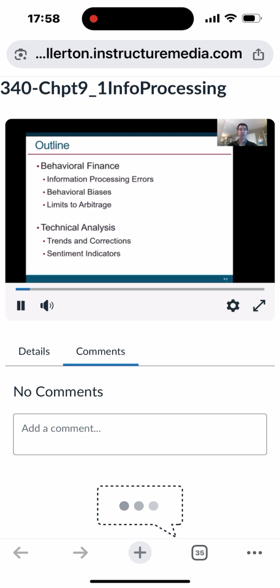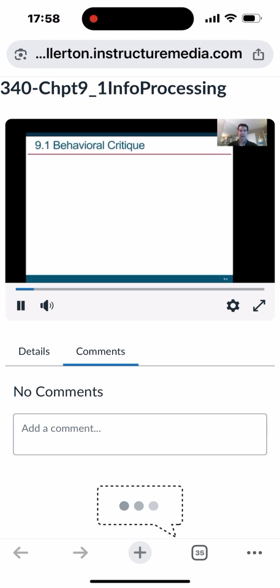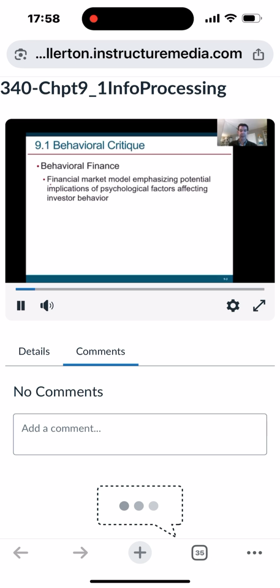I'm going to first tell you what behavioral finance is, and then we'll talk about so-called information processing errors in that context. Let's see what behavioral finance is. So behavioral finance is a financial market model that emphasizes potential implications of psychological factors affecting investor behavior. That's a fancy way of saying that from the behavioral finance perspective, markets are the interaction of people. Turns out people are not perfect decision makers. And in fact, this area came out of psychology.